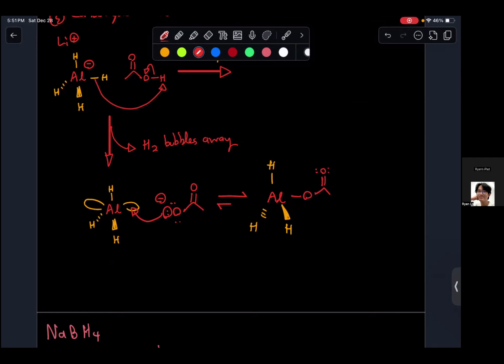Alrighty. And then from here, one of these other hydrides is going to move in, attack, rip off what it can. This is going to pop off onto here. And this is going to be a very, very common pattern you'll see: a hydride will attack, it'll force a double bond, the electrons in the C double bond O pop up onto the oxygen itself, making it charged.